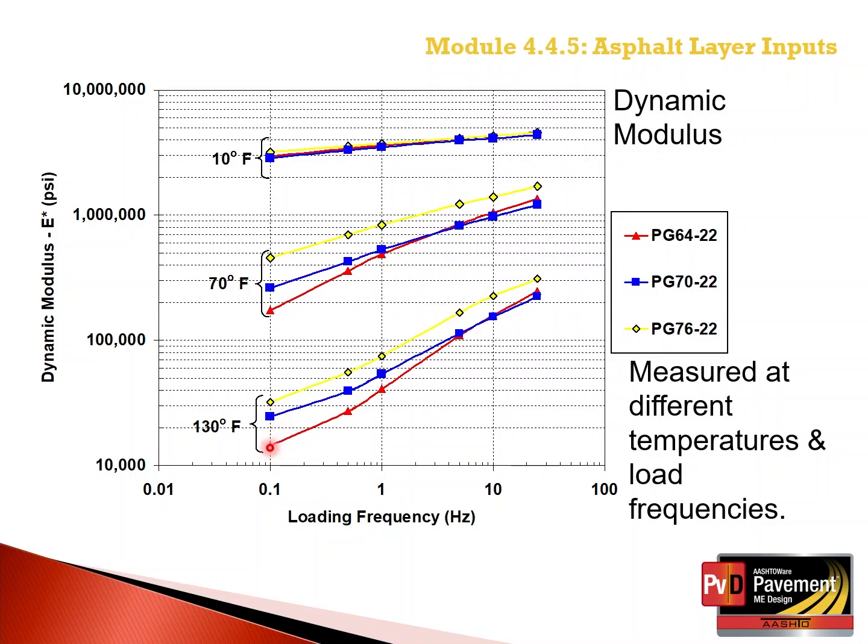The PG 76-22 is a stiffer binder and has a higher dynamic modulus value, while the PG 64 is a softer binder and has the lower dynamic modulus values at the higher test temperatures.